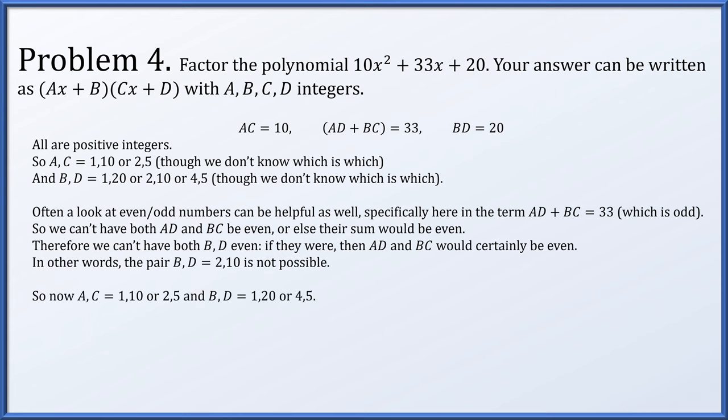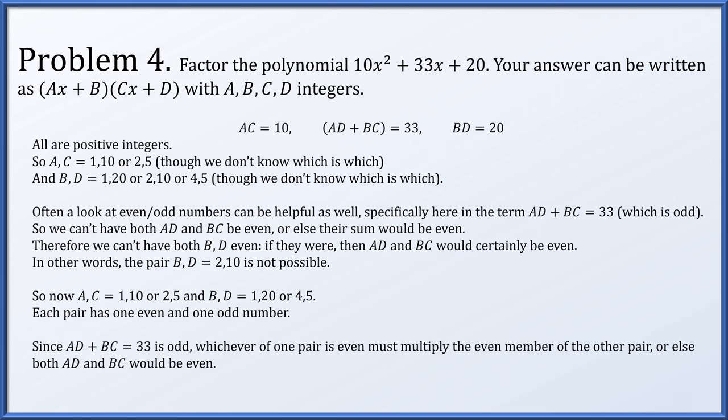It's 33. So AC, as a pair, could be 1 and 10 or 2 and 5. Again, I don't know in what order. And BD could be the pair 1 and 20 or the pair 4 and 5. Notice that each pair has an even and an odd. Since AD plus BC is 33, that's an odd number. Between the numbers AD and BC, I need one of those to be even and one of them to be odd. Just like before we argued they can't both be even, they also can't both be odd, or their sum would be even. So AD and BC, between those two things, must be an even number and an odd number.